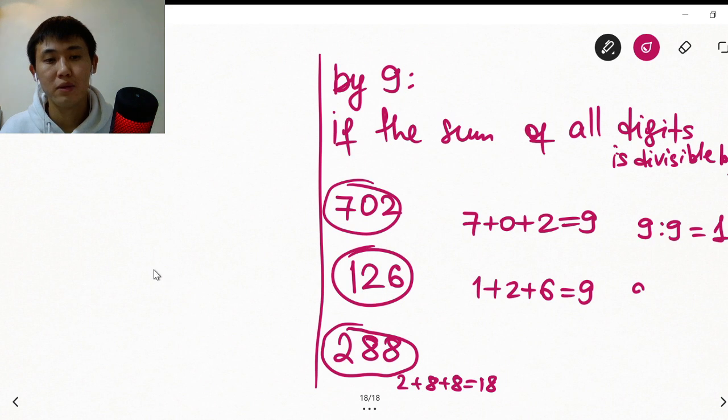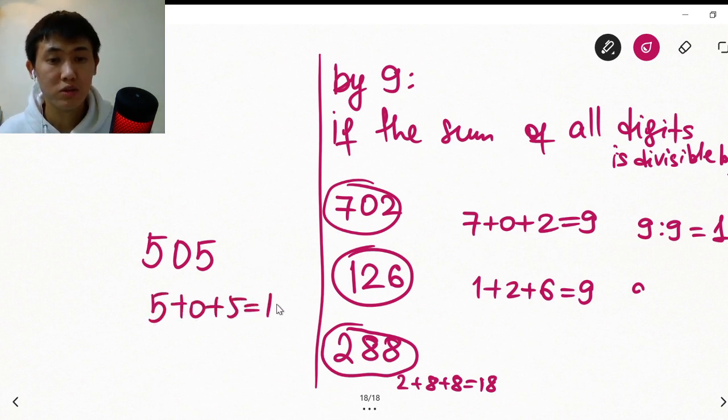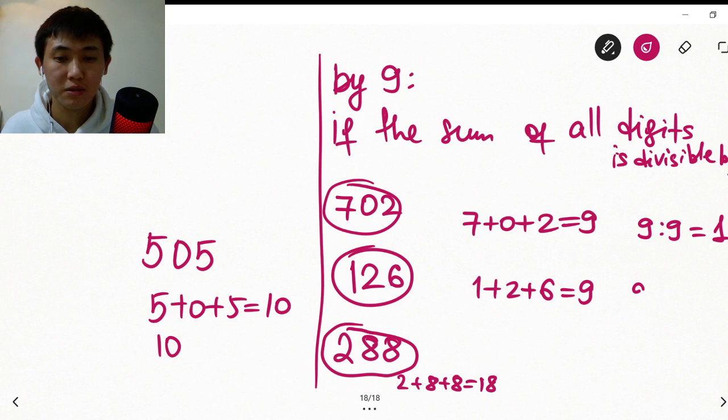For example, 505. It's not divisible by 9 because 5 plus 0 plus 5 is equal to 10. 10 is not divisible by 9, and that's why it's not divisible by 9.